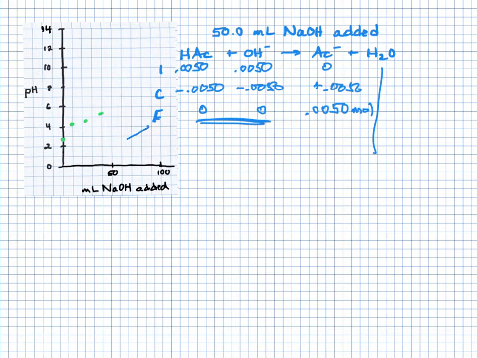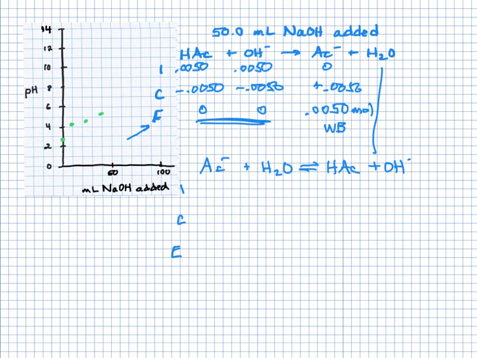I look at my final row and I say, what do I have? I have a weak base. Well, how do you find the pH of a weak base? Well, you write the equation for the weak base reacting with water. Okay, it's an equilibrium now because it's a weak base.